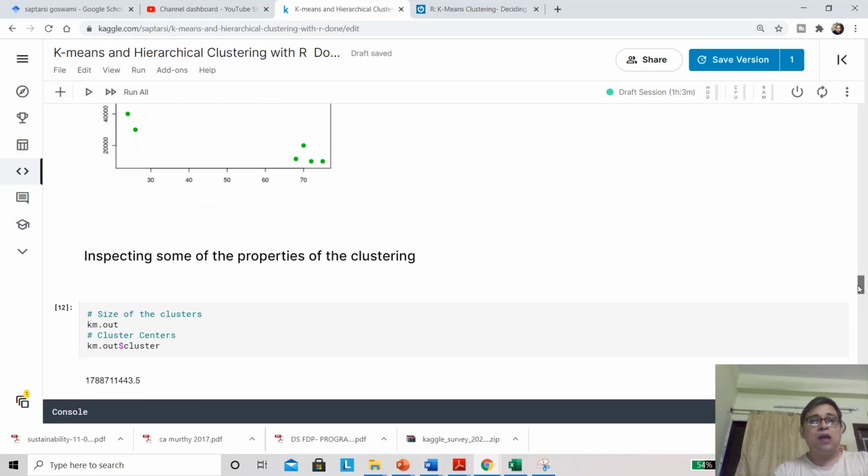Before that, we can look at some of the properties of this k-means object. So let's look at this.